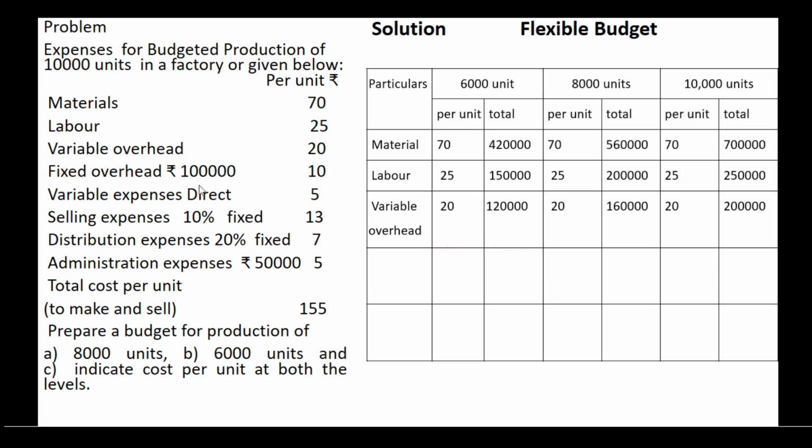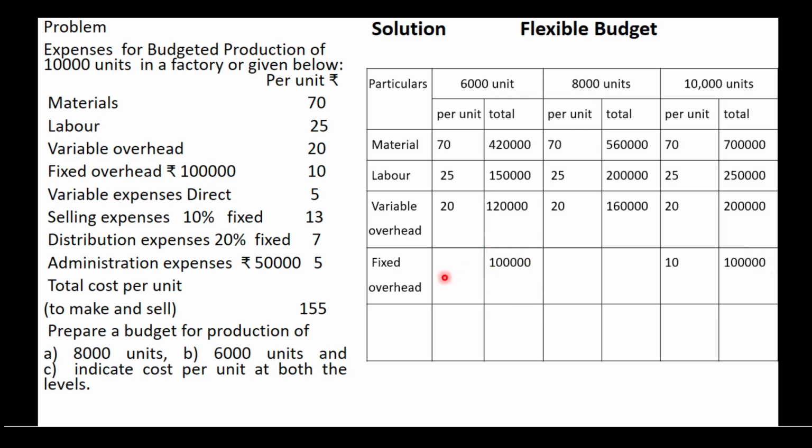And the next one, that is the fixed overhead. So in the fixed overhead, the amount is constant at each unit level. So whether it is 6,000 units, 8,000 units or 10,000 units, the amount remains constant, but the cost per unit changes. So under the 10,000 units the cost per unit is rupees 10, the amount is 1 lakh. And for the 6,000 units, the amount is the same, that is 1 lakh rupees.